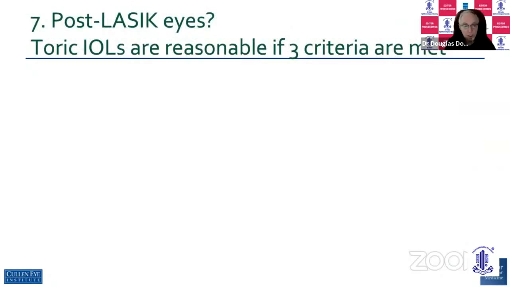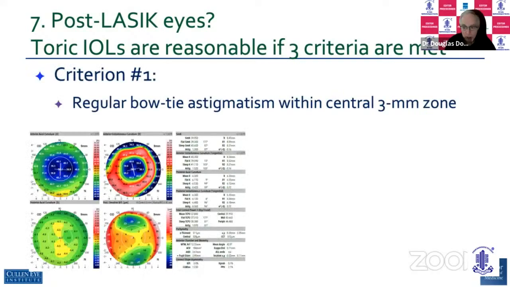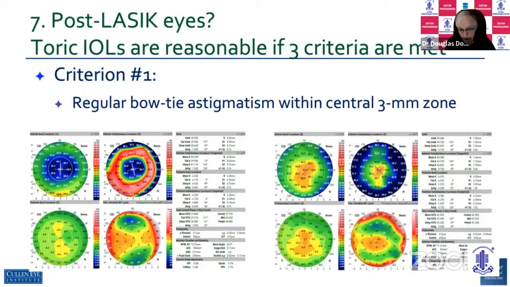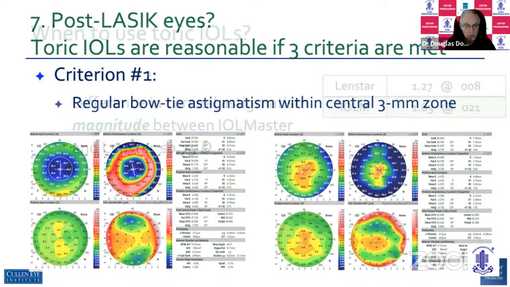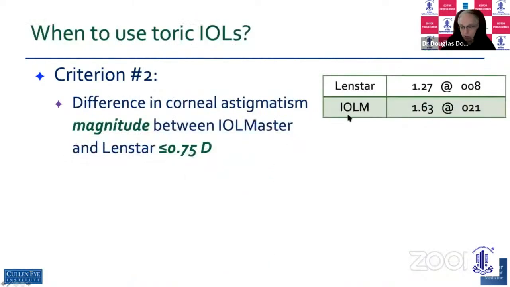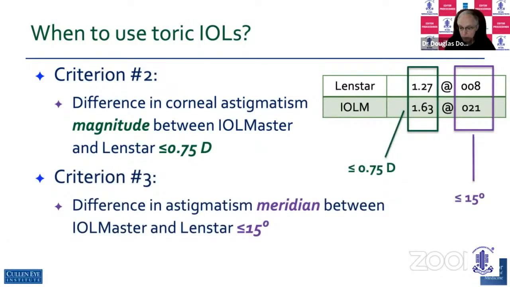We just reported this. Toric IOLs in our hands work out very well if you meet 3 criteria. You want a regular bow tie astigmatism within the central 3 millimeter zone, whether it's post-myopic or post-hyperopic LASIK. The difference in corneal astigmatism in our study was between the IOL Master 700 and the LensStar, but it can really, I think, be between any of your measuring devices. It should be less in magnitude than 3/4 of a diopter, as it is in this data set, and the difference in the steep meridian should be less than 15 degrees.